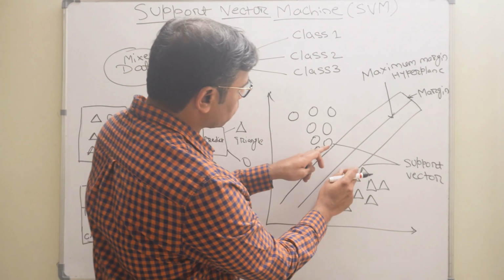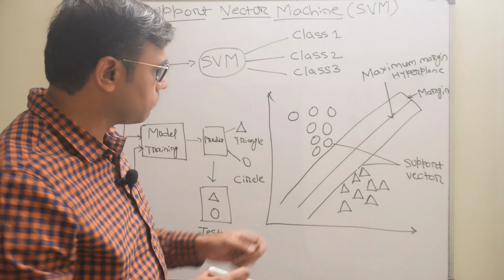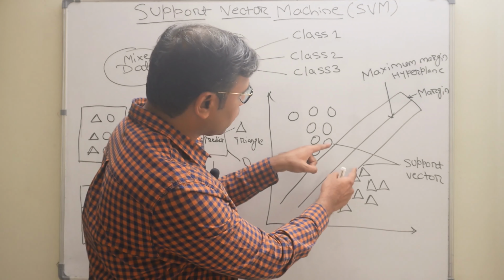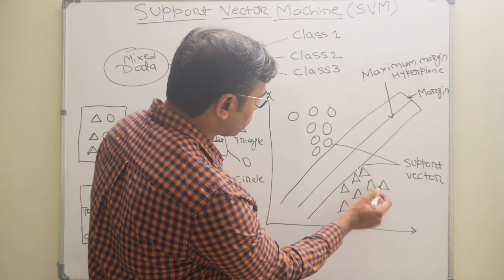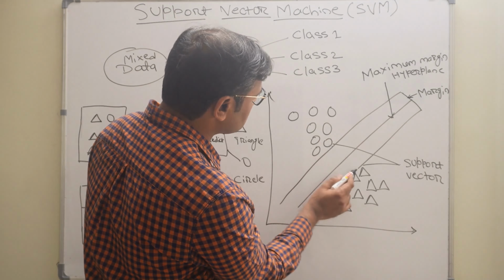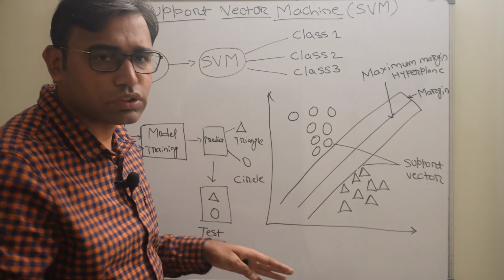Now if you look at these two points, they are closest to the boundary between these two classes. That's why they are called support vectors. So these are the support vectors. This is not a support vector, this is not a support vector. This is the support vector, which differentiates between these two classes.